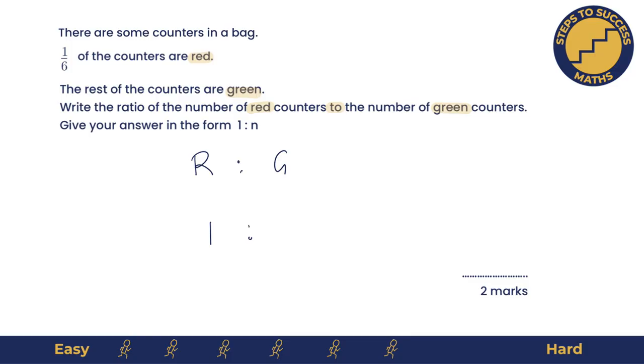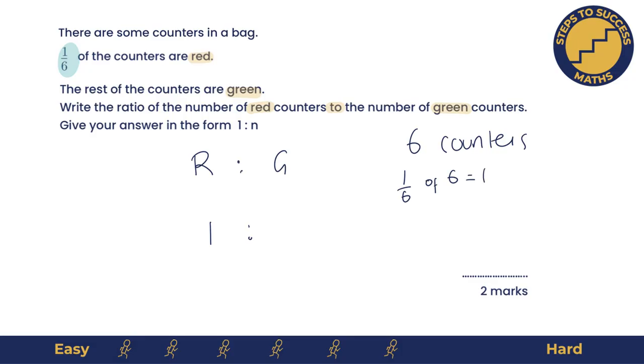So because we don't have any numbers and it's fractions, what you could do is pick a number of counters. And I'm going to pick something really easy. If I'm talking about sixths, I'm going to have 6 counters because 1/6 of 6 would be 1. So if I had 6 counters, 1/6 would be red, and 1/6 of 6 is 1. So I've got 1 red counter, and the rest are green.